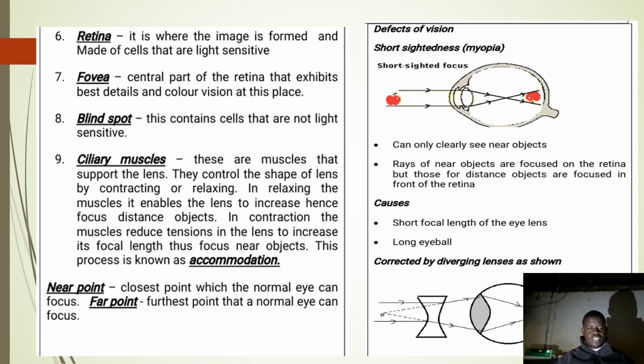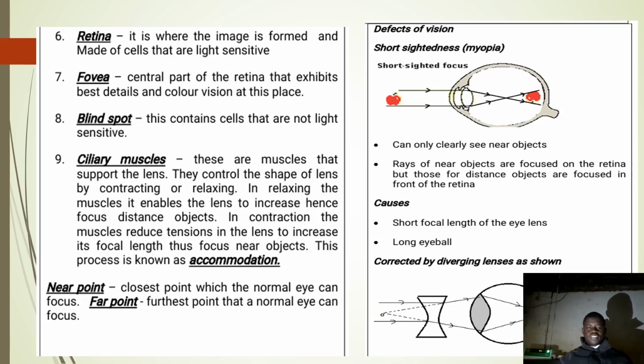So the near point is just the closest point which a normal eye can focus, and that is normally around 25 centimeters for a normal person. But the far point is the farthest point that a normal human eye can see. So it may differ in different people.